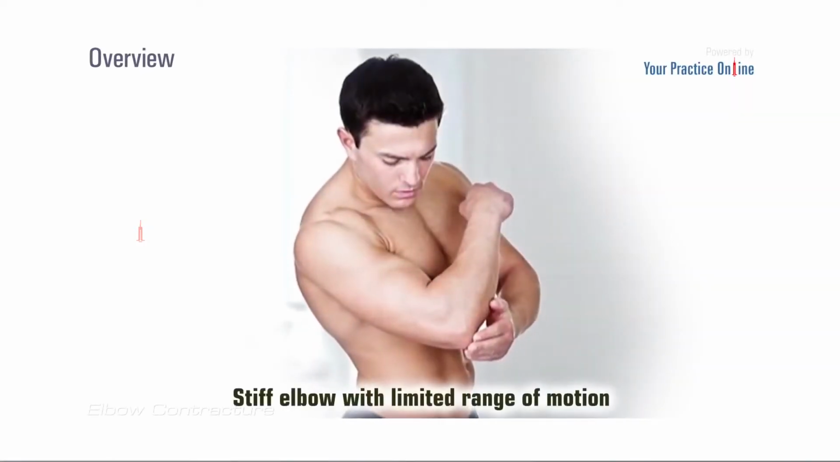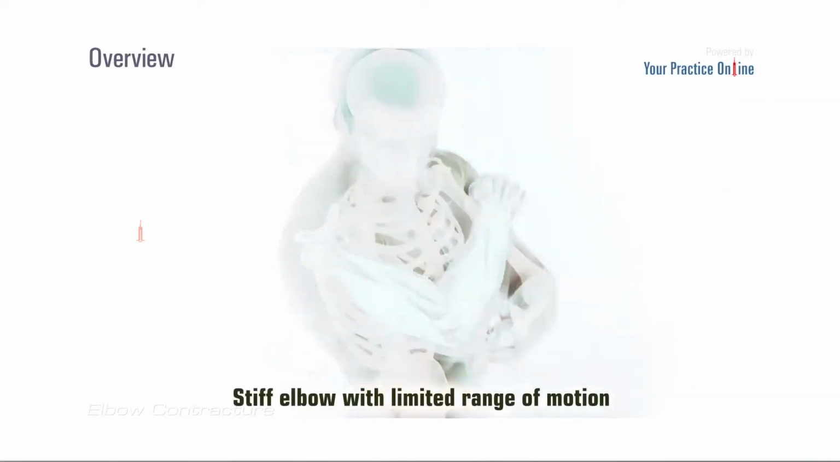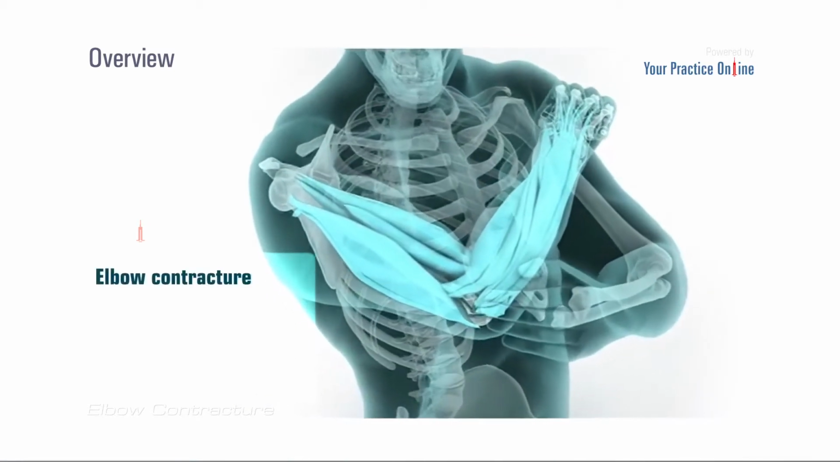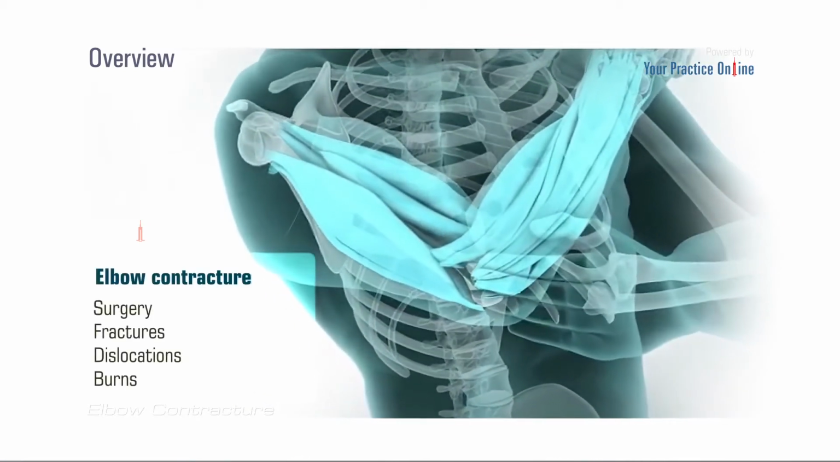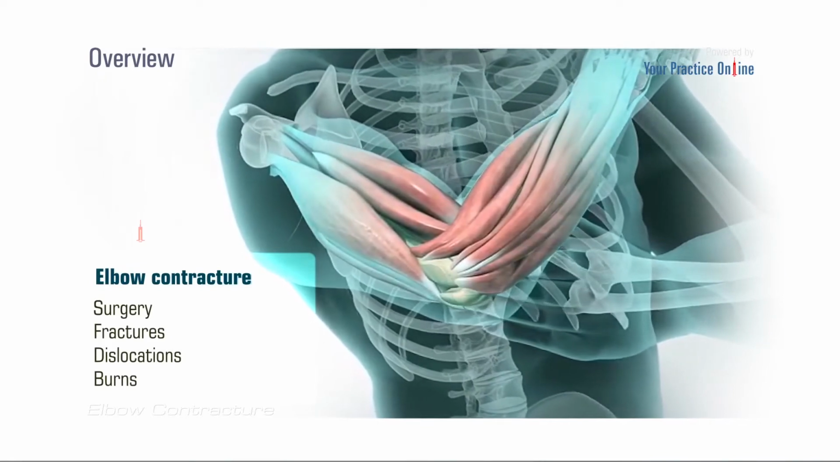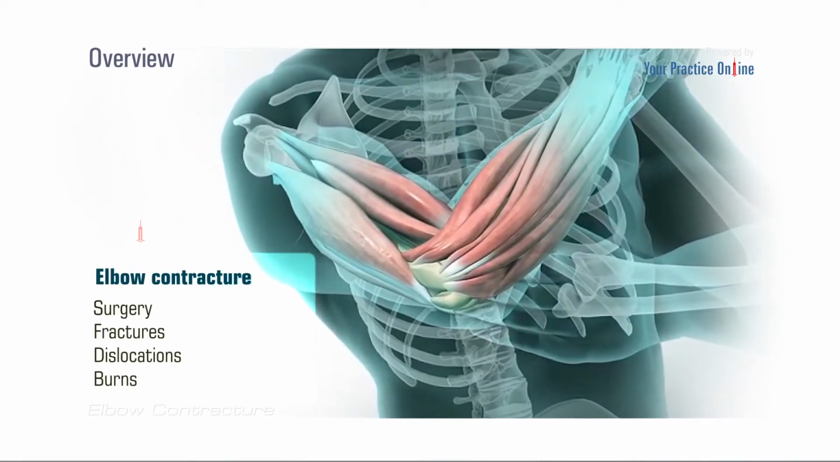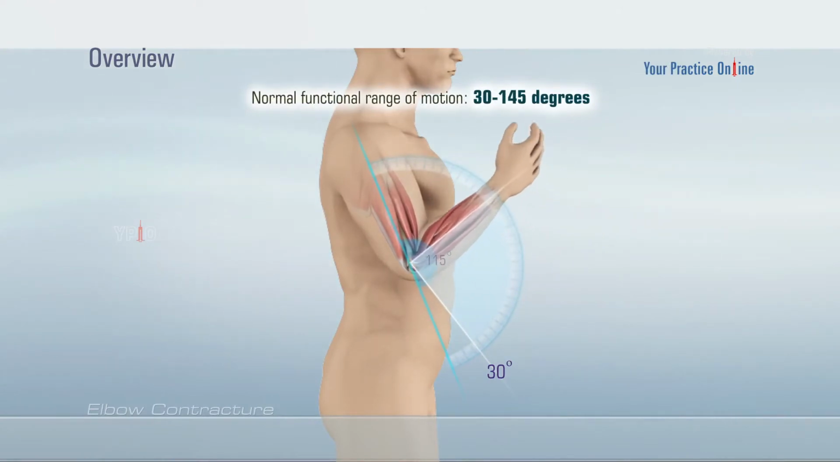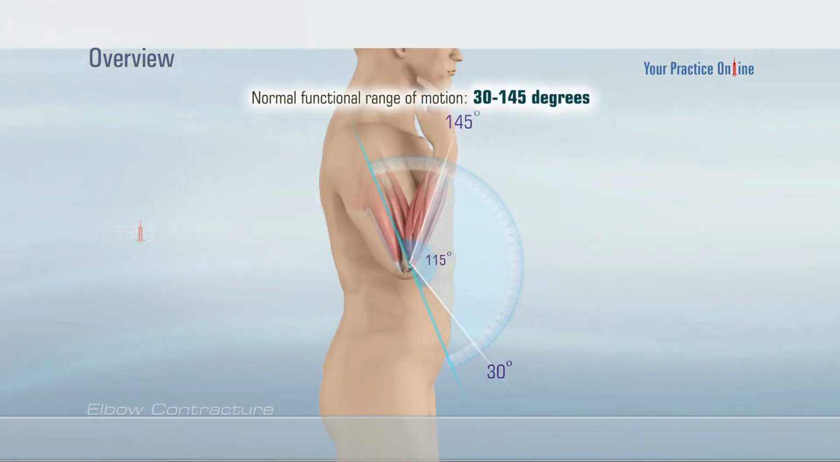Elbow contracture refers to a stiff elbow with limited range of motion. It is a common complication following elbow surgery, fractures, dislocations, and burns. The normal functional range of motion for an elbow is 30 to 145 degrees.